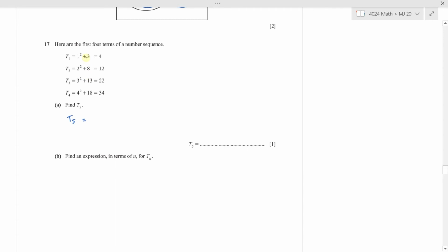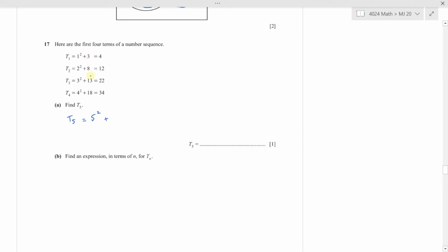So if you look at these sequences, for the first term you take the square of 1. For the second term, you take the square of 2. For the third term, you take 3 squared. For the fourth term, you take 4 squared. So for the fifth term, you will take 5 squared plus.